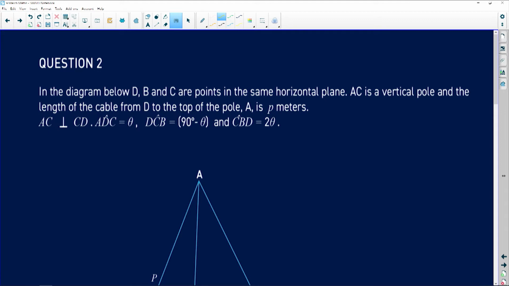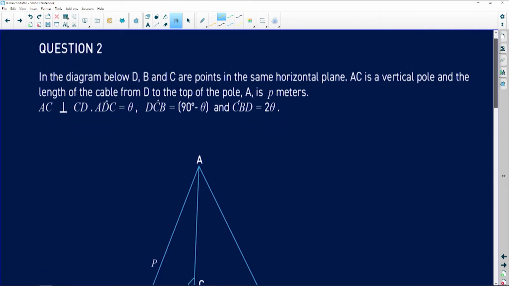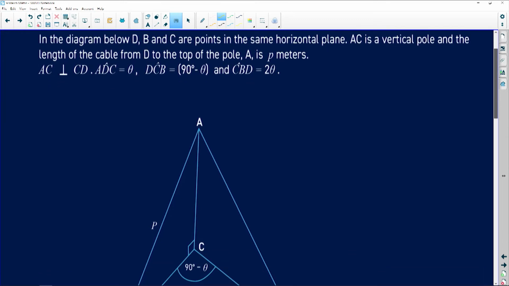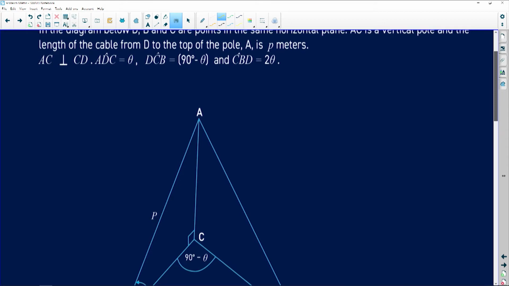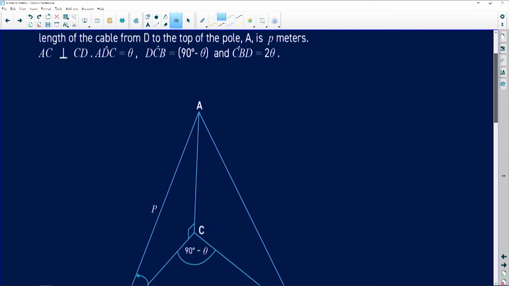There are connections, maybe connecting lines or sides that are common between the horizontal plane as well as the vertical plane, right? Those can help you to move information from the horizontal plane to the vertical plane or the other way around. Please keep that in mind, right? Okay, fine. So the AC is a vertical pole, and the length of the cable from D to the top of the pole A is P meters, right?